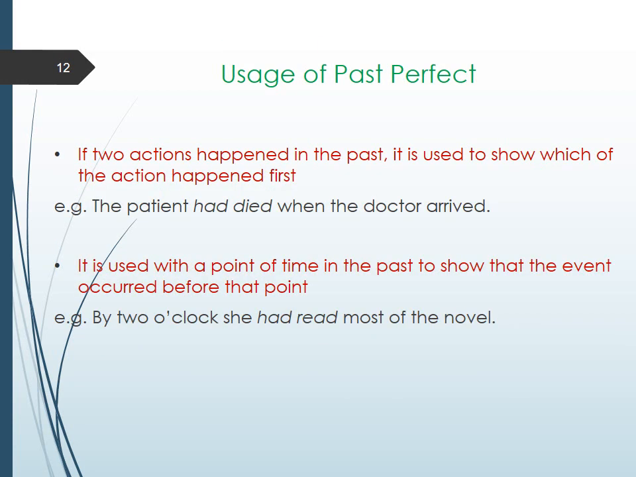Usage of past perfect. If two actions happened in the past, it is used to show which of the actions happened first. For example, the patient had died when the doctor arrived. So the first action is the patient had died. So we have used past perfect here. It is used with a point of time in the past to show that the event occurred before that point. For example, by 2 o'clock she had read most of the novel.